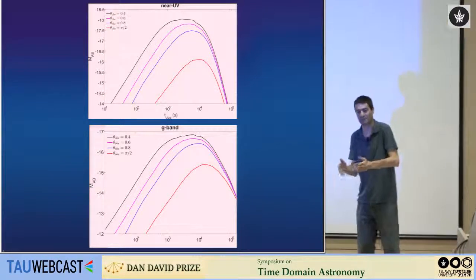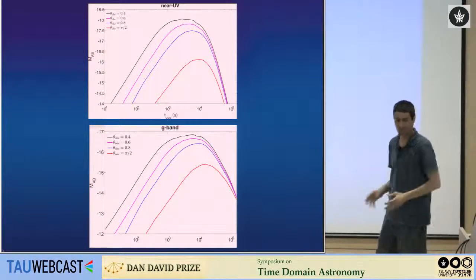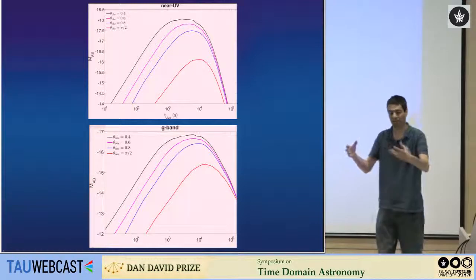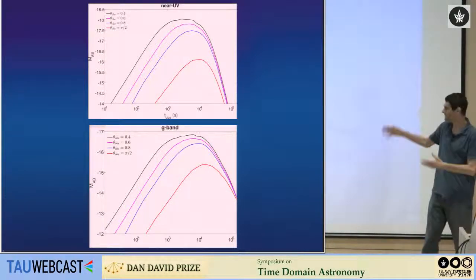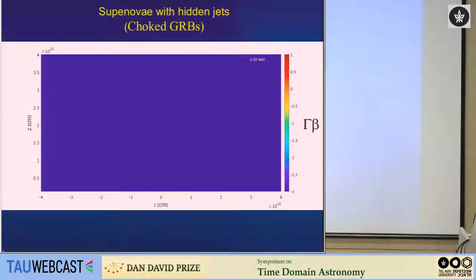We know that GRBs have jets. We know that there are stars. We know that there is a propagation. This signal must be there. So we can learn more properties about the GRB. But can we use this cocoon to learn about things that we don't know whether they exist or not? This is much more interesting.